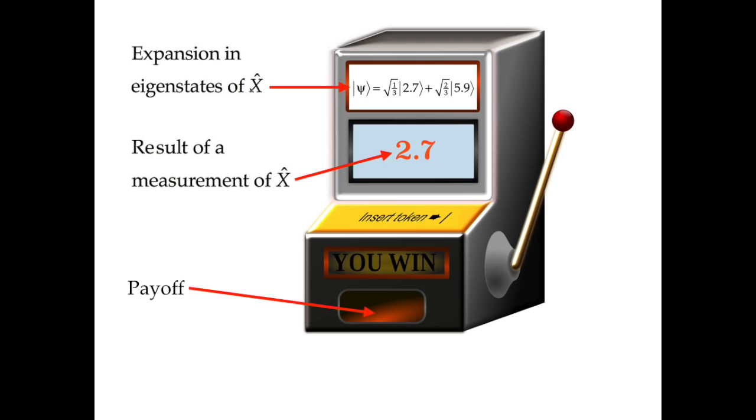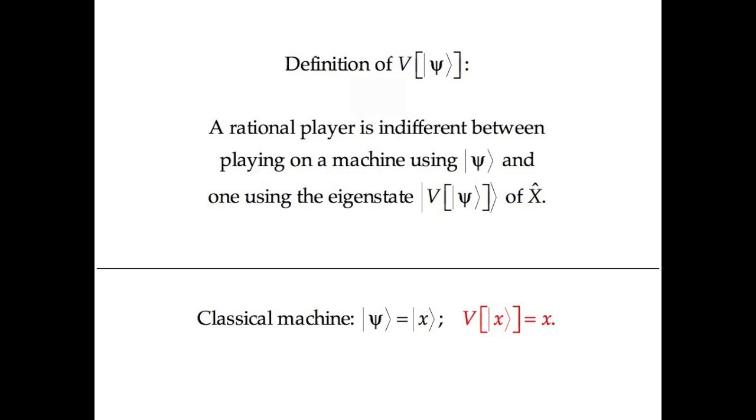Well, let's call the dividing line for a machine operating with state psi, let's call that dividing line v of psi. And this is perhaps a little bit of a wordy definition, but it's just the maximum amount of money that the player would be willing to pay for the privilege of playing with that machine. So for a classical machine, psi is an eigenstate of x, and v of psi is just the eigenvalue.